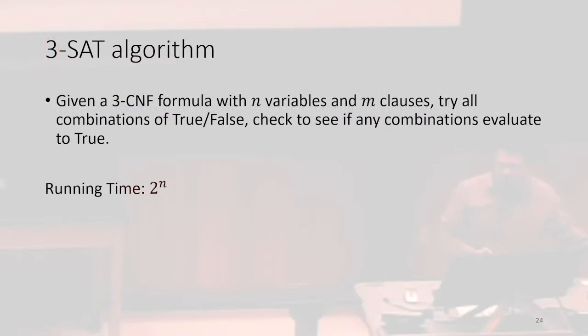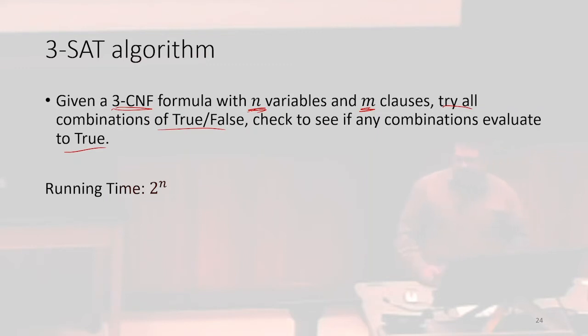One way that we could go about solving this, a kind of silly way, is if you gave me a 3CNF formula that had, let's say, n variables and m clauses. One way I could do this is to try all combinations of true or false for each of those n variables, and then check to see if any combination caused the expression to be true.